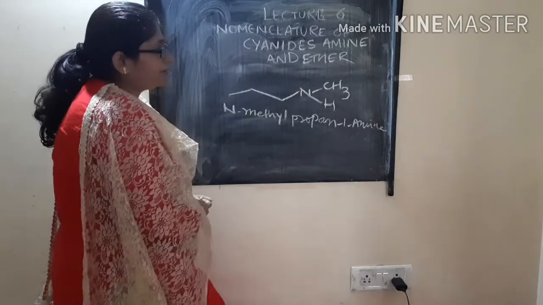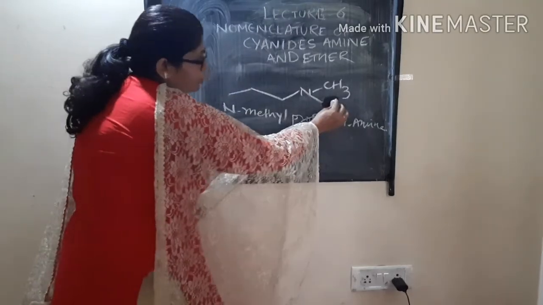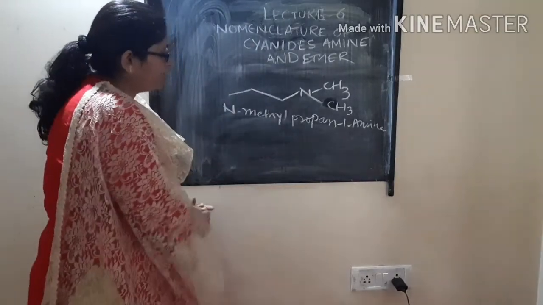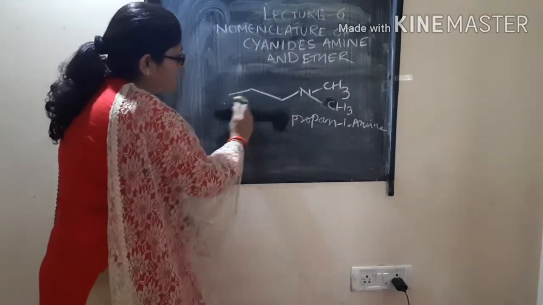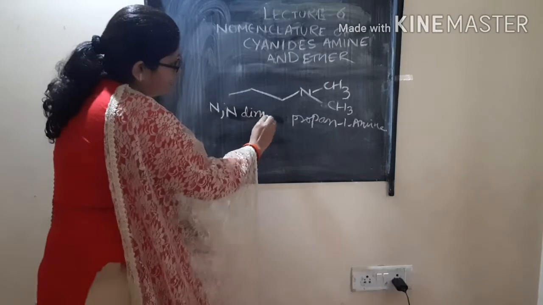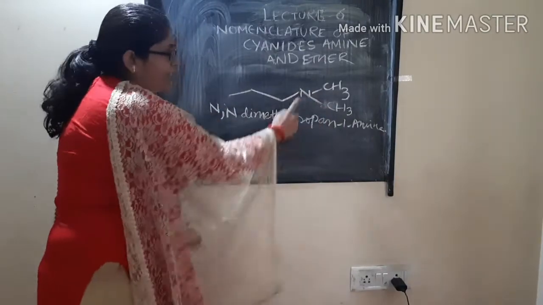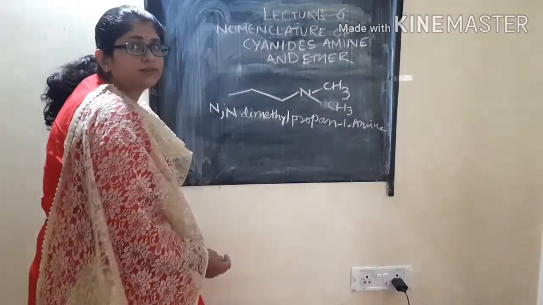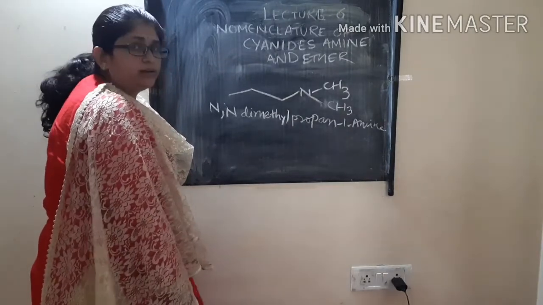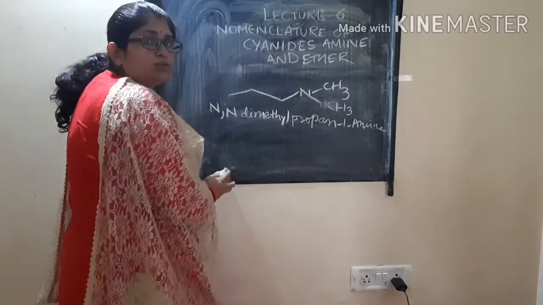Now let us take one more example. If we remove this H and we put a substituent here, then what will be the naming? How to name this then? It will be N,N-dimethyl. N,N-dimethyl. Understood students? So now you can name the amine even if there is a substituent at the nitrogen. Let us take some more examples so it will be clearer to you.